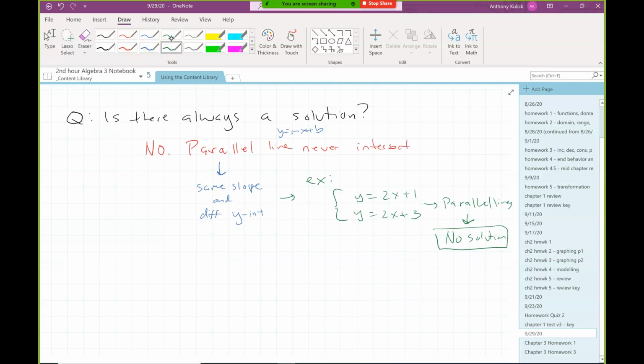Let's look at another example, though. What if they're not already written in slope-intercept form? And let's say that I didn't want to go through the trouble of rewriting them in slope-intercept form. Without rearranging this, is there a way for me to tell if these two lines are parallel or not?